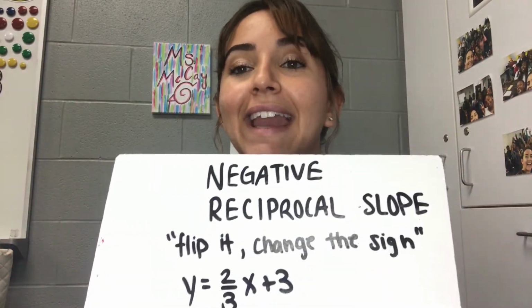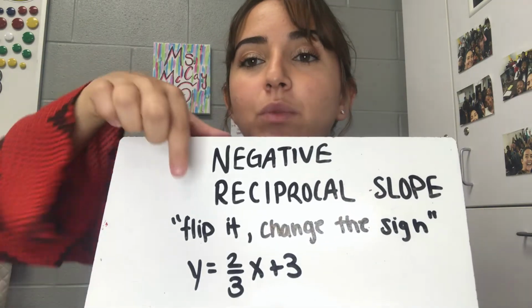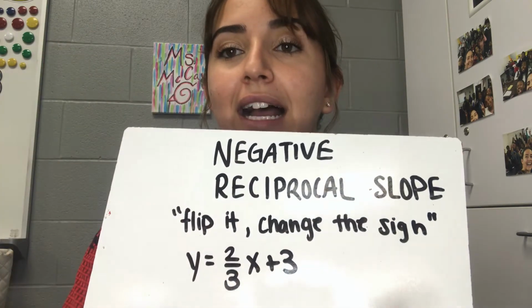Not only are we working with parallel lines today, but we're also going to be studying perpendicular lines. So here's what those are. Perpendicular lines will have negative reciprocal slopes. What that means is we flip it and change the sign.